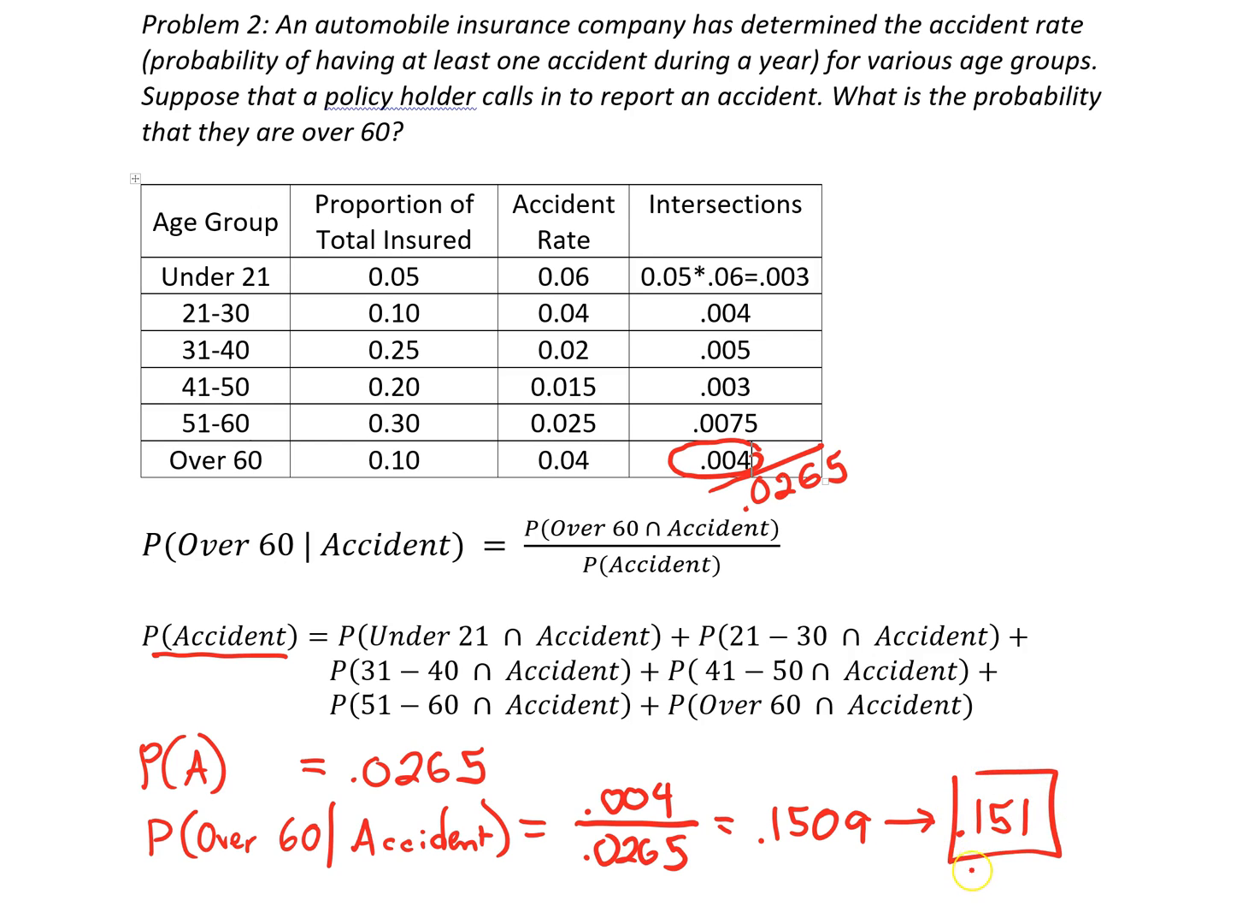What that means is that there is a 15.1% probability that an accident that is called in is by a person that is over the age of 60.